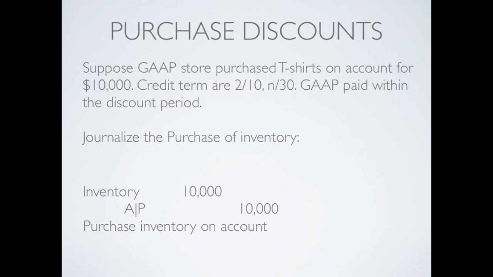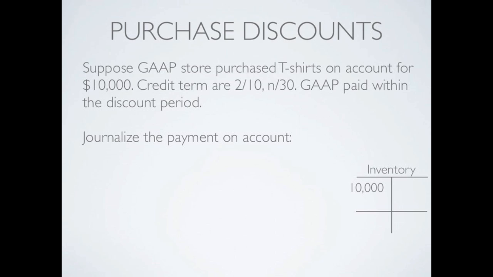And then of course after our journal entry we would want to post it to our ledger. So here's our inventory T account. We debited inventory, we increased it, therefore we debit inventory in the ledger as well. So now journalize the payment on account.